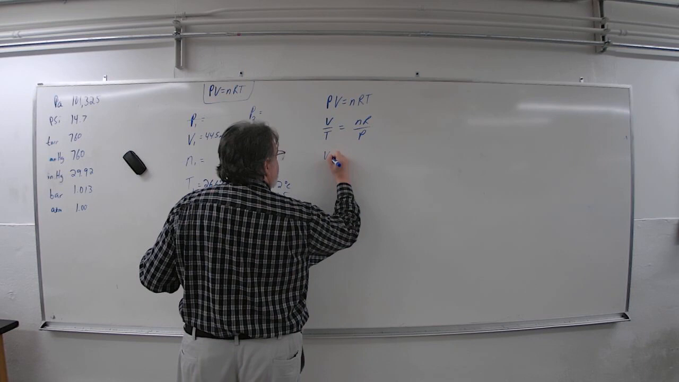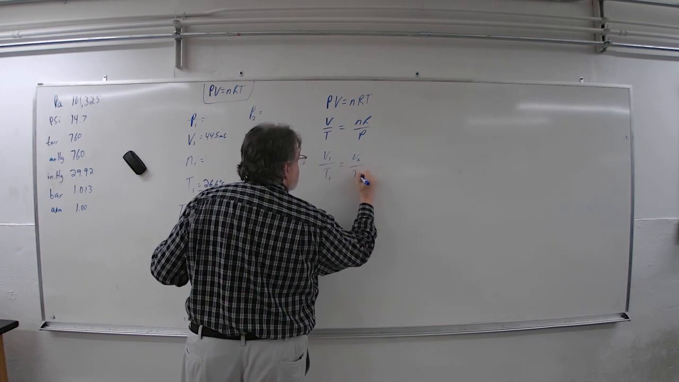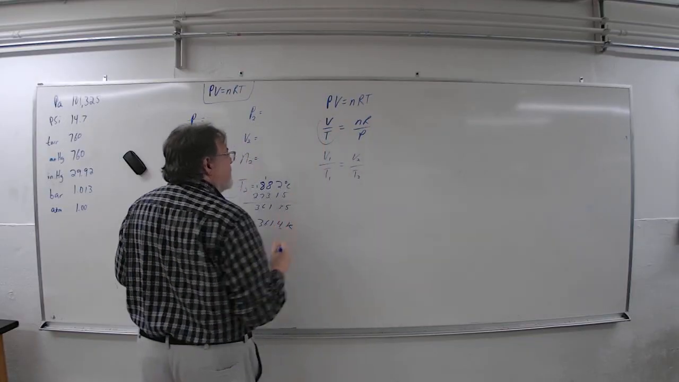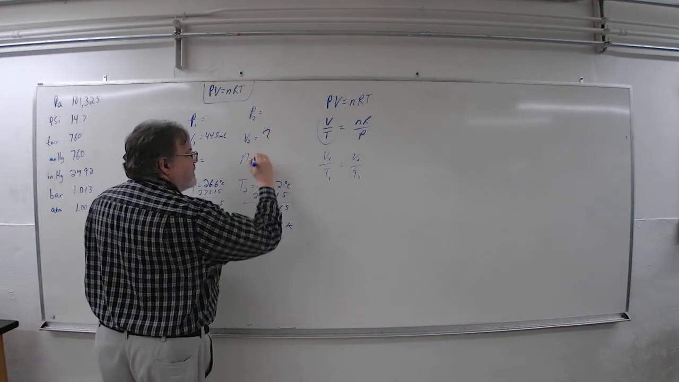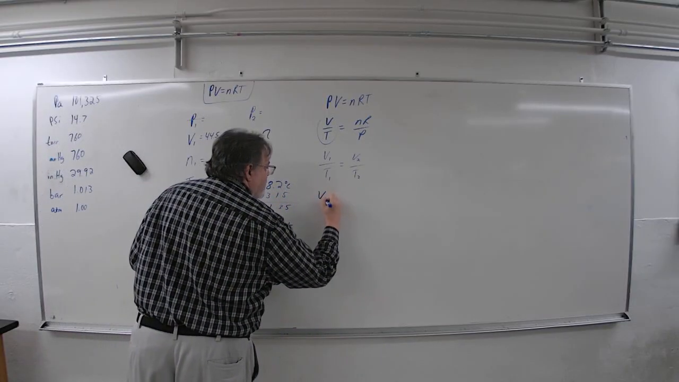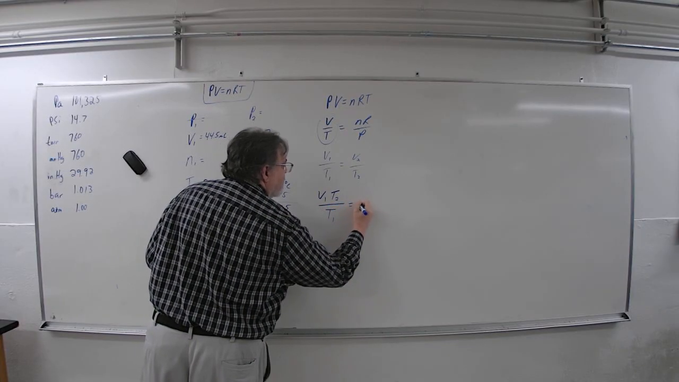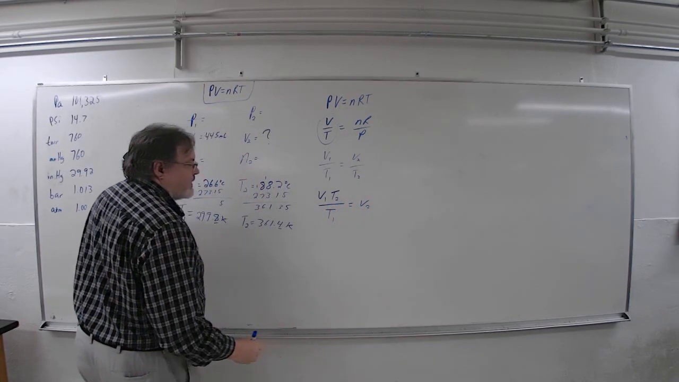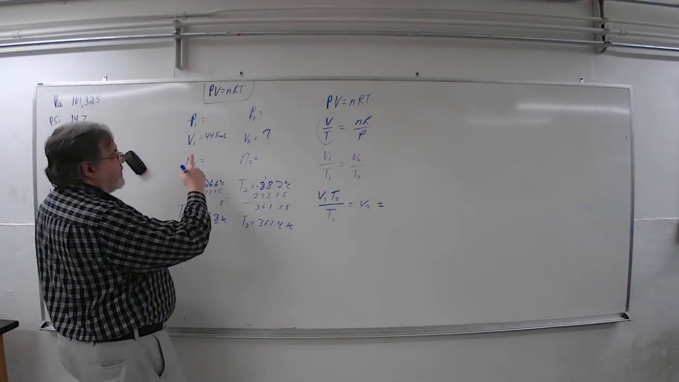Let's see. So now I've got my temperature and volume, so I'm going to go V1 over T1 equals V2 over T2. I'm solving for V2, so if I multiply both sides by T2, I will get V1 T2 over T1 equals V2. And that's what I use to solve it.